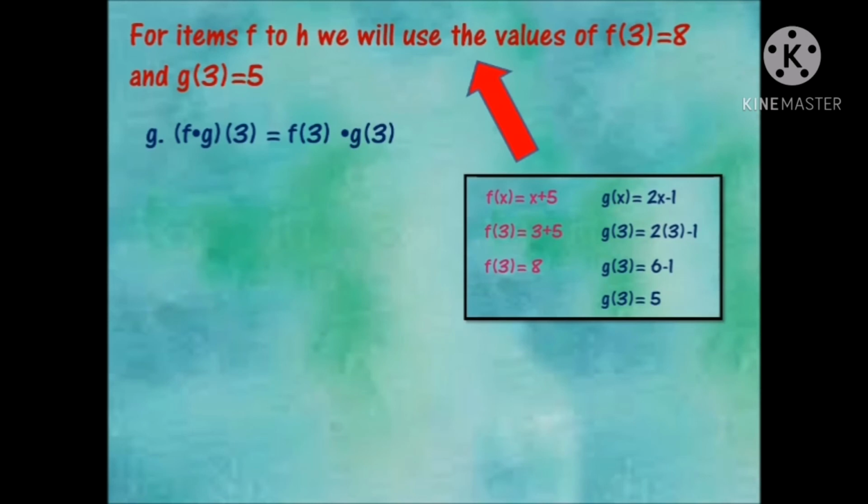Next, letter G. F times g of 3 is also equal to f of 3 times g of 3. Now, substitute natin yung value ni f of 3 which is 8 and the value of g of 3 which is 5. Therefore, f times g of 3 is equal to 40.